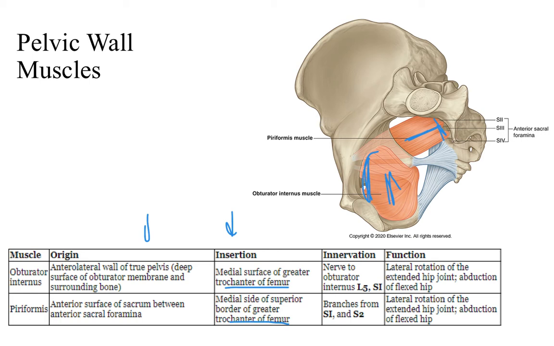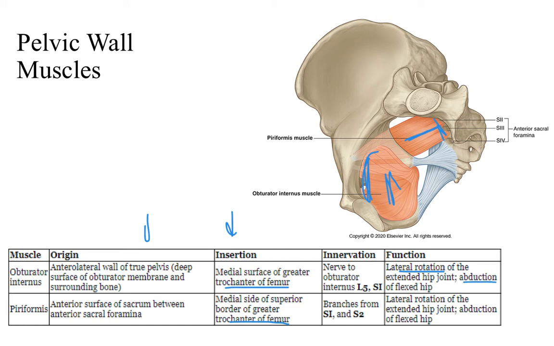All right, and if they're going to the greater trochanter of the femur, that means that they are going to move the femur proximally. So what that means functionally is that it's going to be involved in moving your hip. And so the type of movements we'll see will be lateral rotation. Lateral rotation would be rotating outwards away from your body as opposed to inward. And as well as abduction of the flexed hip.